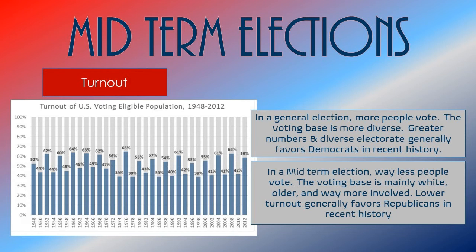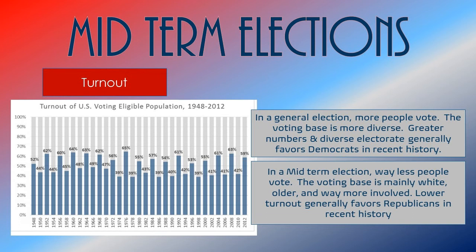In what we call the general election, that's when there's a president, more people vote. The voting base is diverse. There's all kinds of different people showing up and voting. Young people have been encouraged to vote. There's a lot of attention to the election. And so people know about the election. They turn out and vote.